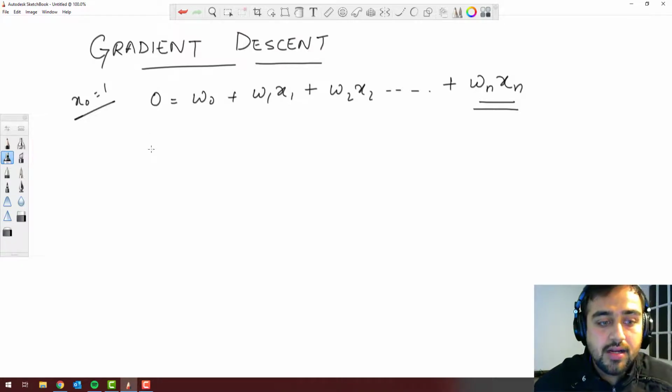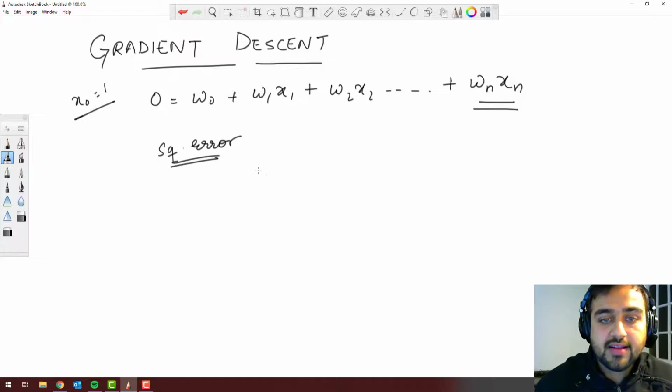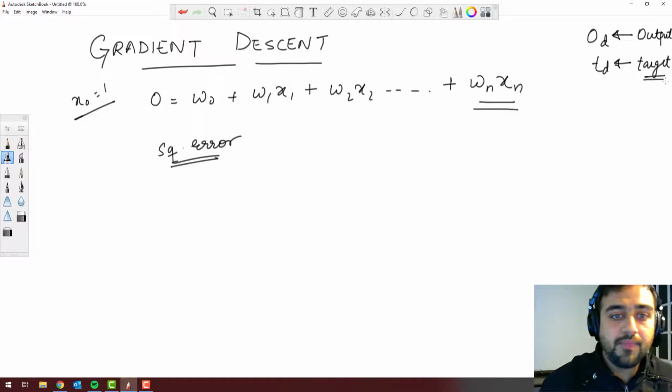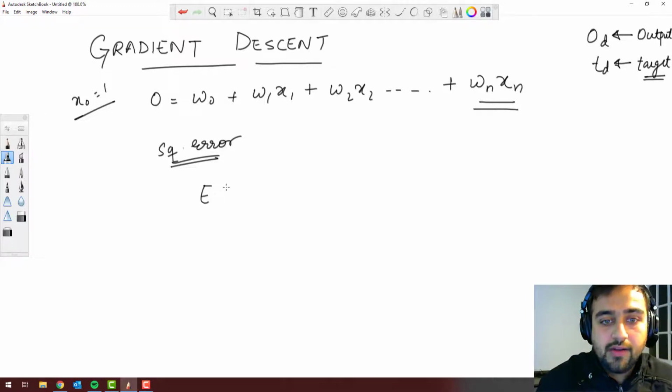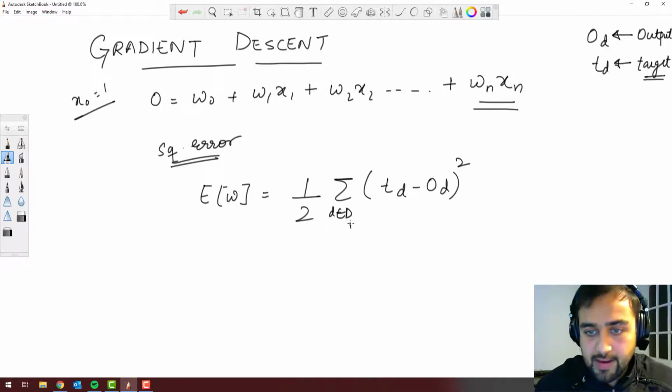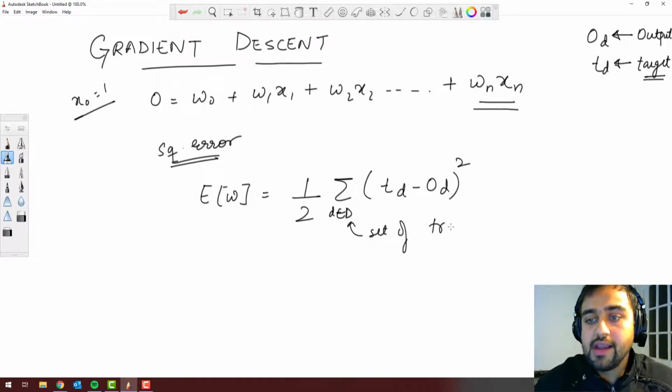So let's learn the wi that minimizes squared error. If we're considering squared error, and o of d stands for the output for a particular sample, and t of d stands for the target value for that sample, we get the error on w as half of the sum of the difference between the target value and the output value squared, where D is the set of training examples.